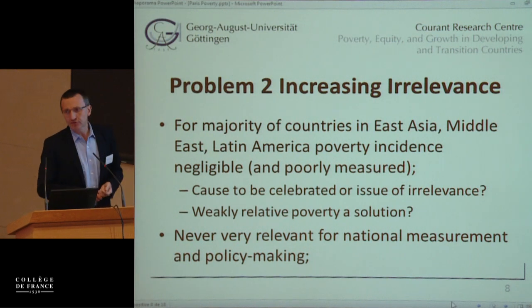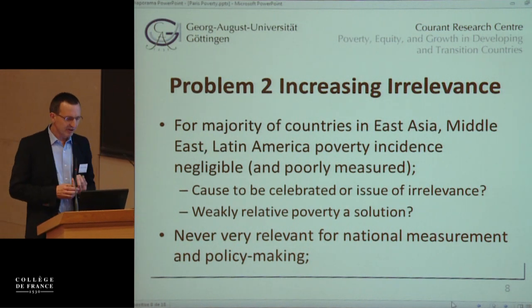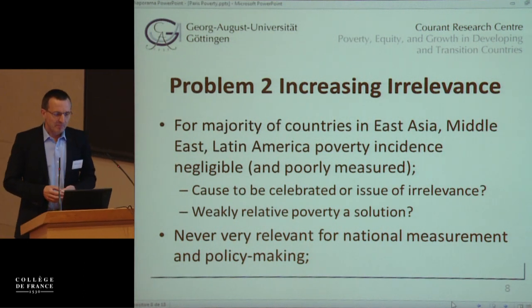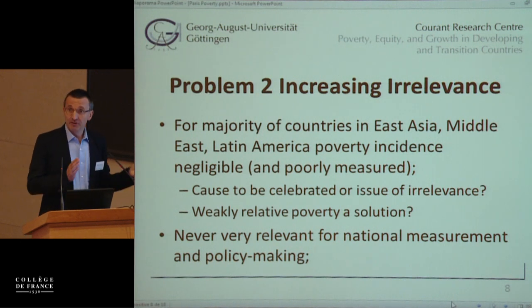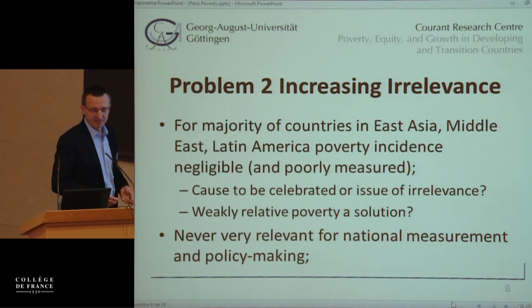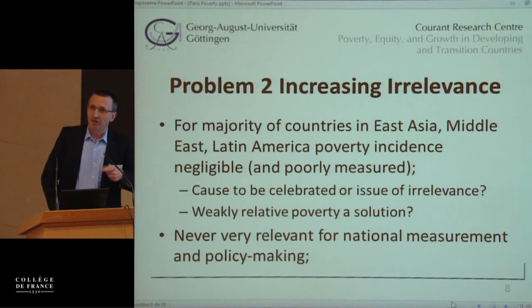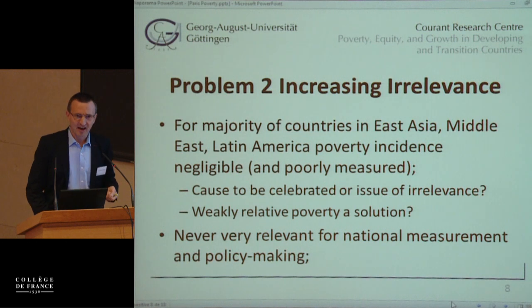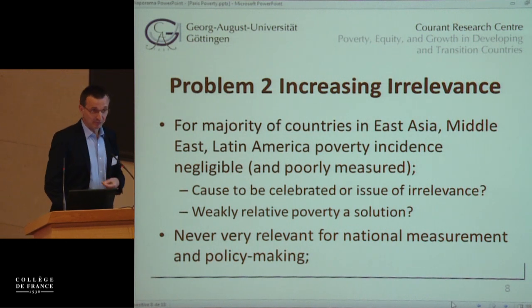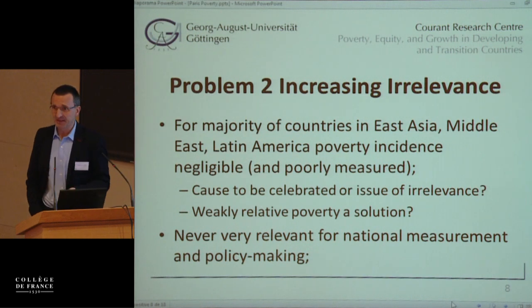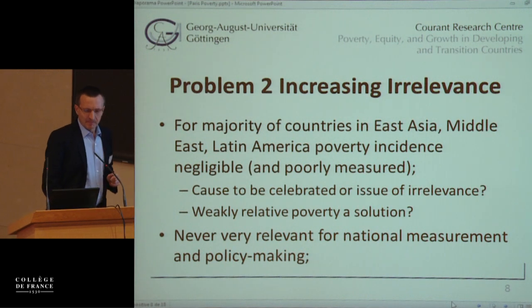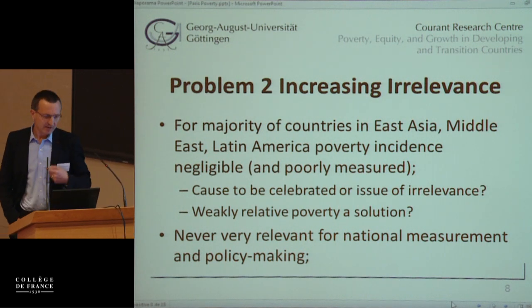Problem number two of this is increasing irrelevance. For the majority of countries in East Asia, the Middle East, and Latin America, the poverty incidence now is negligible. It's very low. We now have poverty rates below 10%. And because we are now in the left tail of the distribution of these household surveys, these are very poorly measured. That's where all your data problems are, where households report zero incomes, which is maybe implausible, where all the measurement error is. So for those countries, I think the numbers are unreliable and not relevant.